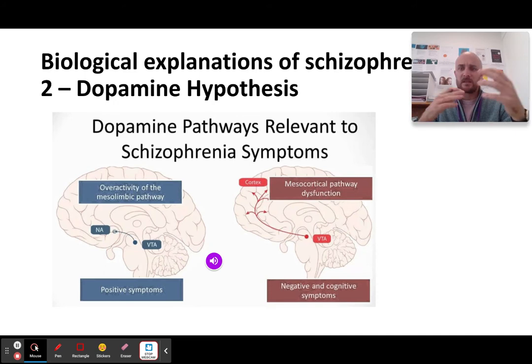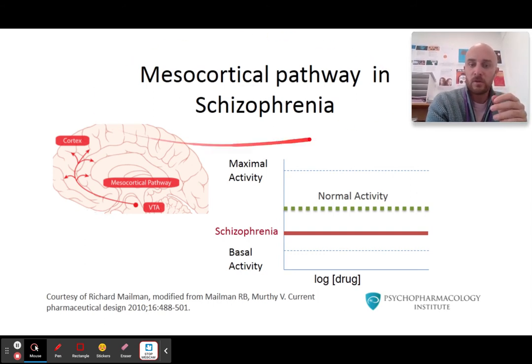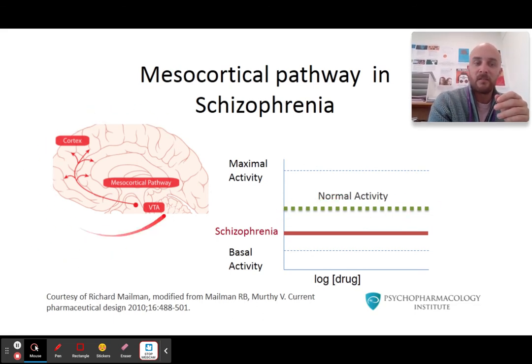Genetics don't explain why you have positive or negative. Neural correlates, which I'm going to go through in a second, don't explain positive and negative. This theory does explain positive and negative. So, for example, the VTA, by the way, is what's called the ventral tegmental area. It's basically where all your dopamine comes from initially. So for the mesocortical pathway, as you can see, someone with schizophrenia has much lower activity than someone who doesn't have schizophrenia. So for negative symptoms, there is an underactivity of dopamine in this pathway.